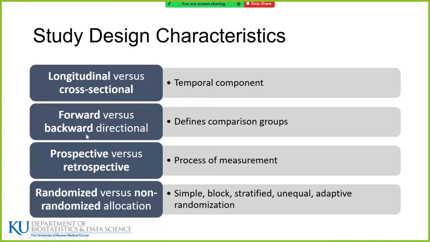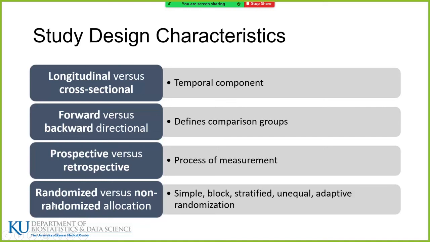Forward versus backward directional, this is actually defined by what are the comparison groups. Prospective versus retrospective studies, this is just the timing of measurement. So if it's prospective, measurement is happening in real time. If it's retrospective, then we're actually collecting things that were measured in the past. Randomized versus non-randomized, we've talked about this as well. That's the defining feature between observational and experimental study designs.